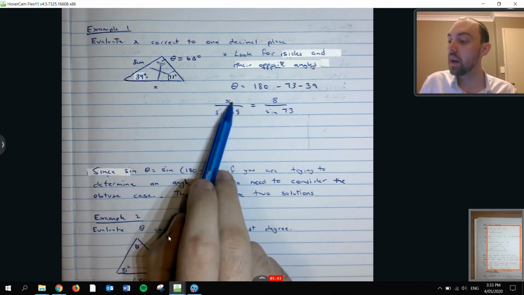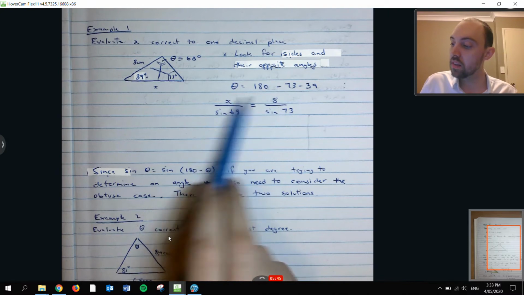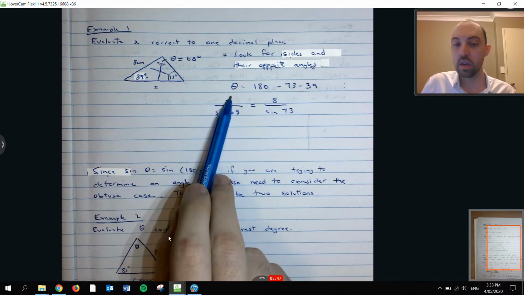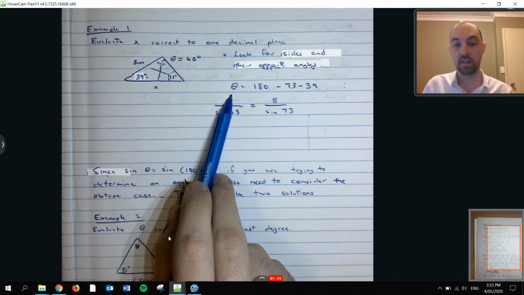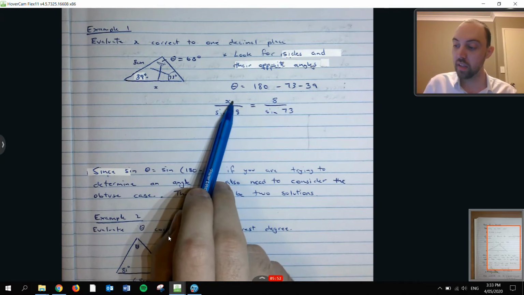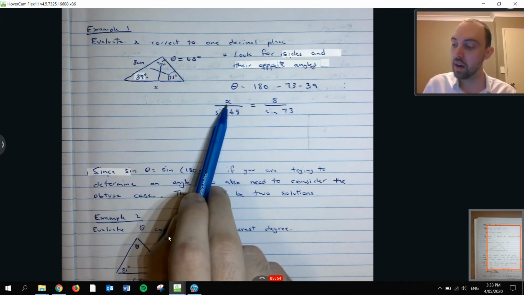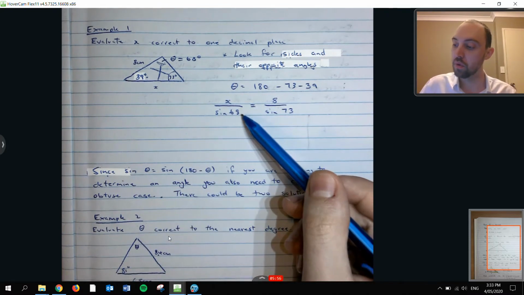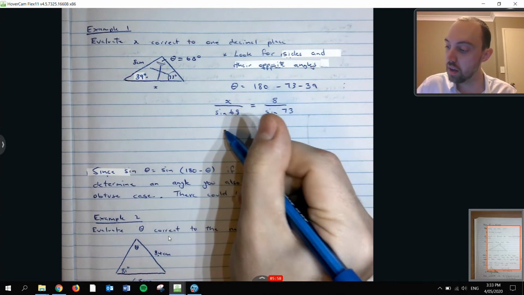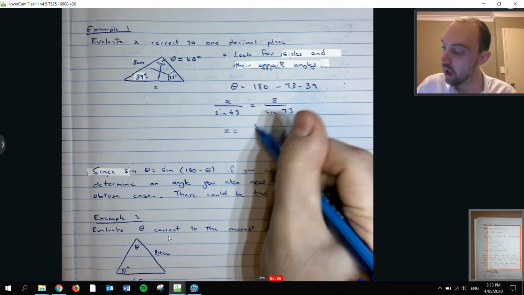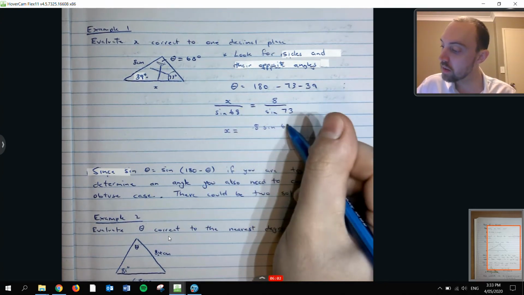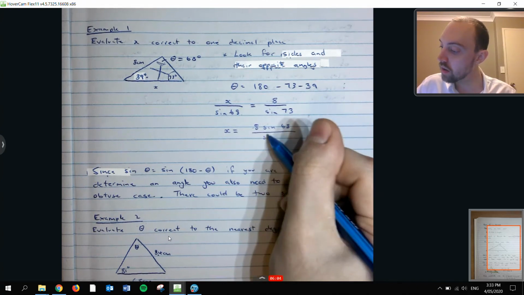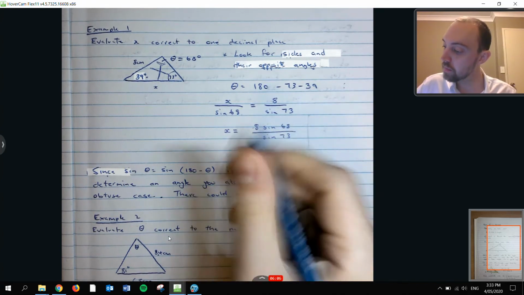The reason that I have decided to use the length up top is because my unknown x is a length, and keeping that up top just means that I can multiply both sides by sine 68. x equals 8 times sine 68 on sine 73.